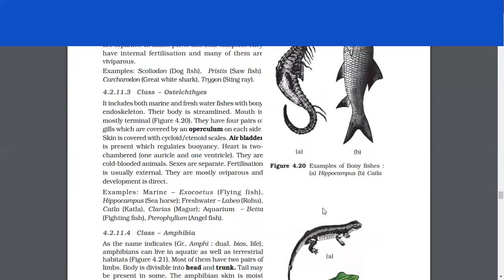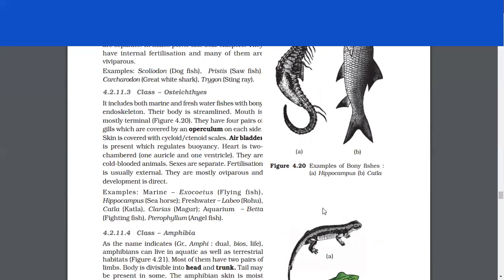Class Osteichthyes. It includes both marine and freshwater fishes with bony endoskeleton. Their body is streamlined, mouth is mostly terminal. They have 4 pairs of gills which are covered by an operculum on each side. Skin is covered with cycloid and ctenoid scales. Air bladder is present which regulates buoyancy.